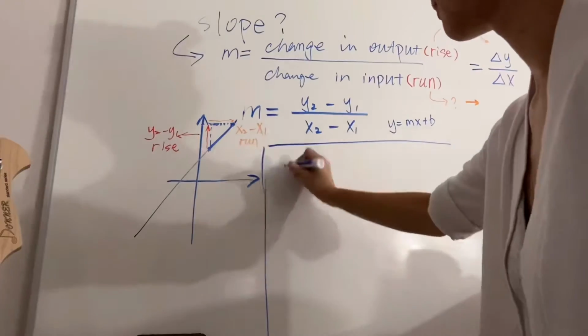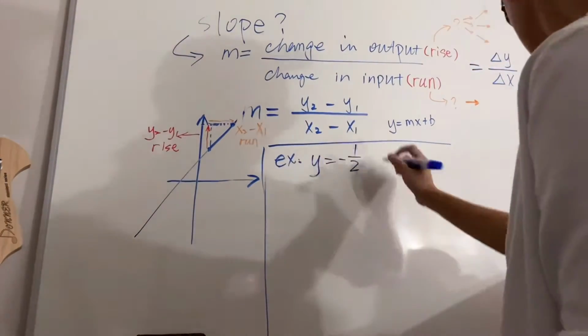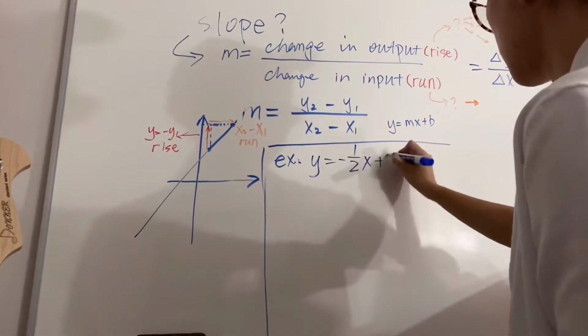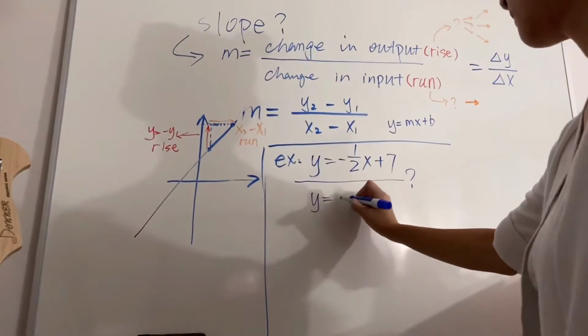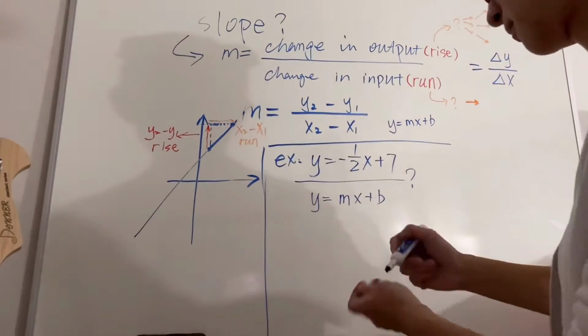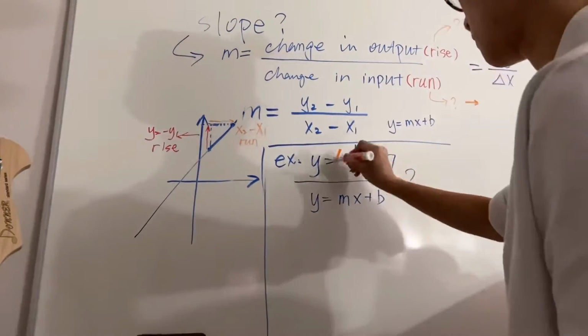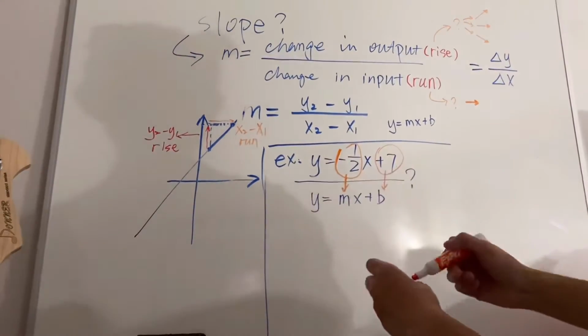Example. Let us say y equals minus 1/2 x plus 7. You might ask, where is this formula coming from? It comes from the linear function f(x) equals mx plus b. In here, minus 1/2 is the m, and 7 is the b.